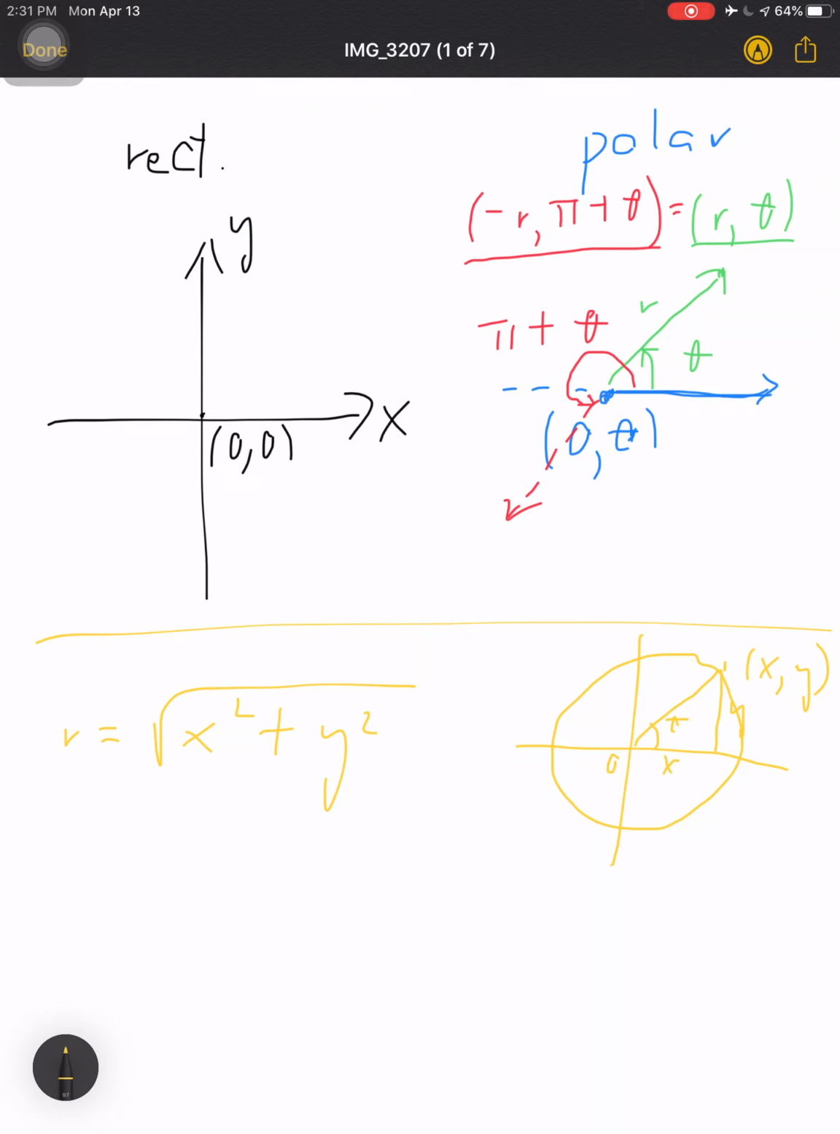Based on the picture, since we're on a right triangle, if we go for tangent of theta, we get opposite divided by adjacent, which is y divided by x, right?